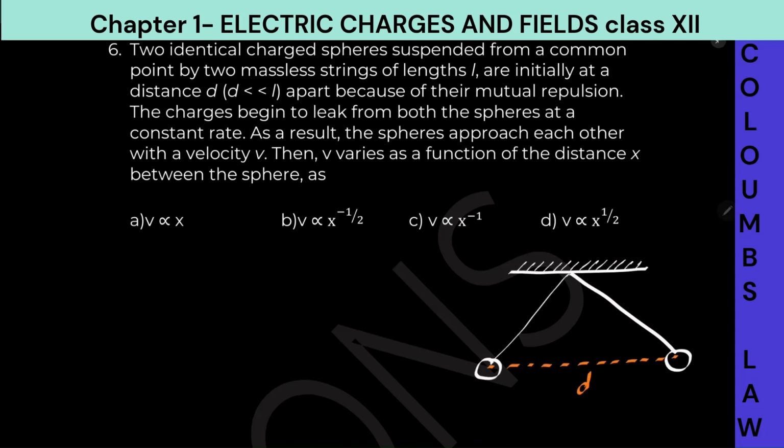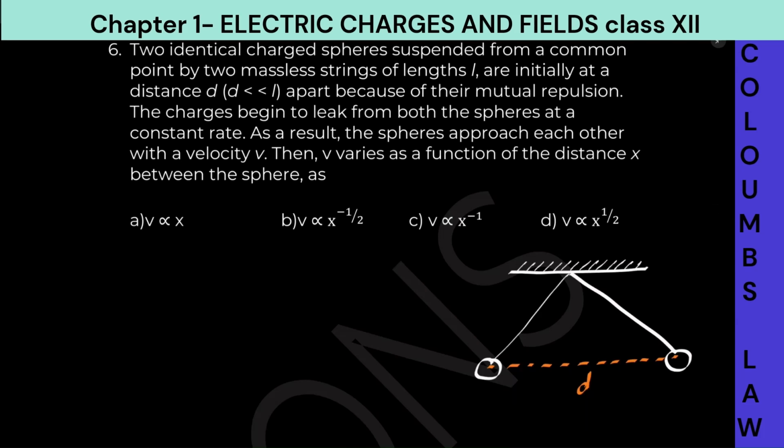Now they are saying the charge begins to leak from both the spheres at a constant rate. So both of them are leaking the charges, means charges are going away from these two spheres. As a result, the spheres approach each other. Obvious it is. Why will they approach each other? Because initially they are repelling each other because the charges are equal.